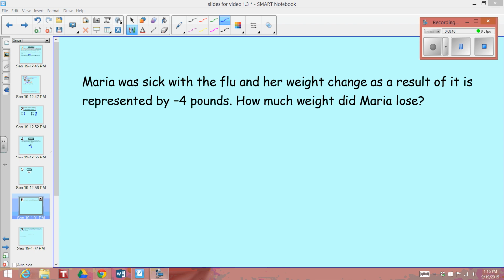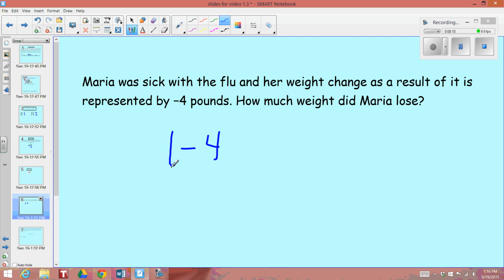Well, the answer is she would just lose 4 pounds. So when you see this situation, it's also like saying, what is the absolute value of negative 4? It's represented as negative 4 in losing 4 pounds, but we tell people that Maria just lost 4 pounds.